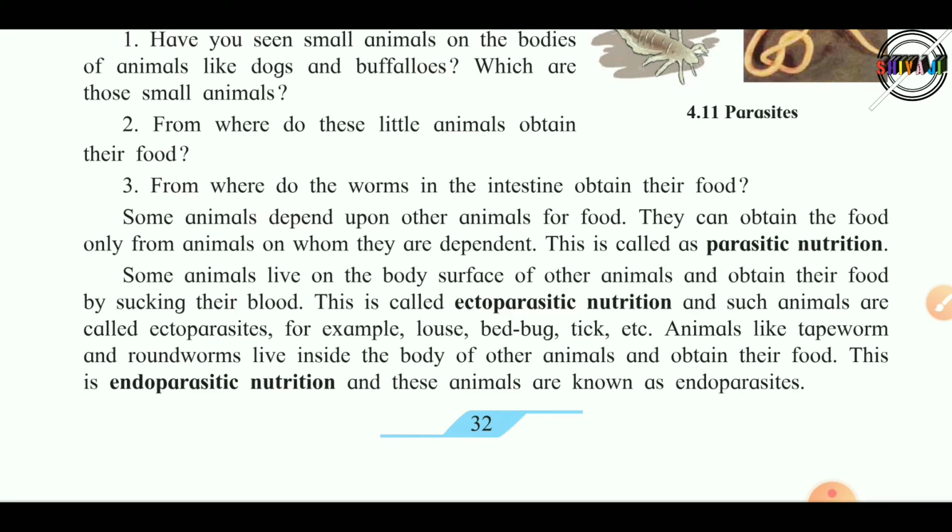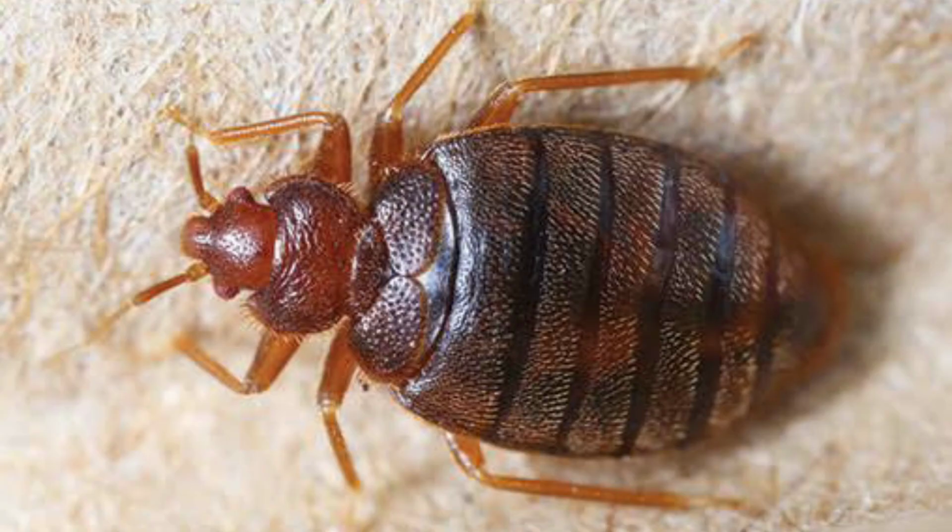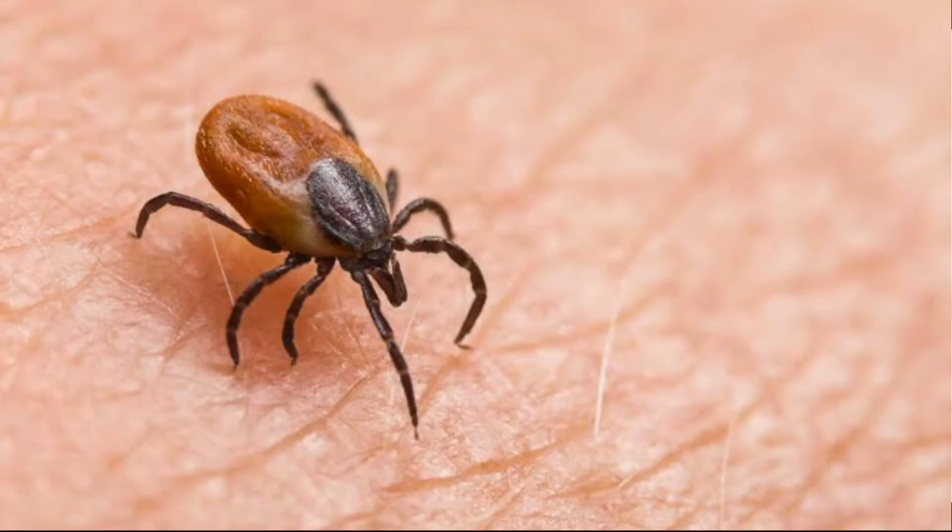These animals, bedbug, louse, and tick, totally depend on the body of buffalo, dog, and cow. They obtain their food from the animal on whom they are dependent. Some animals live on the body surface of another animal and obtain their food by sucking their blood. This is called ectoparasitic nutrition, and such animals are called ectoparasites. For example, louse, bedbug, tick, etc.